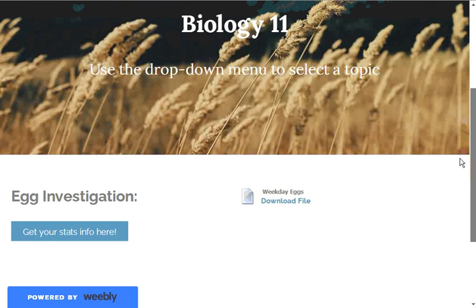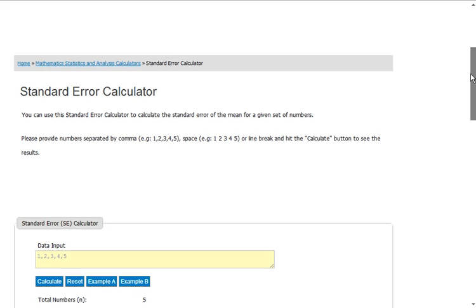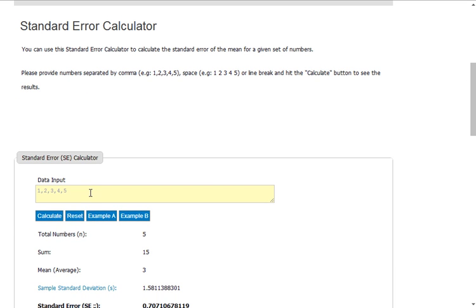And you can see that what I've done for you is I've got the document that we're working from there if you need it for some reason. But then there's a button here that says get your stats info here. So if you click on that, it's going to take you to a second page where you plug in your values that you recorded for all the masses of your eggs. So again, I'm going to just try a few here. Hopefully you can see this.